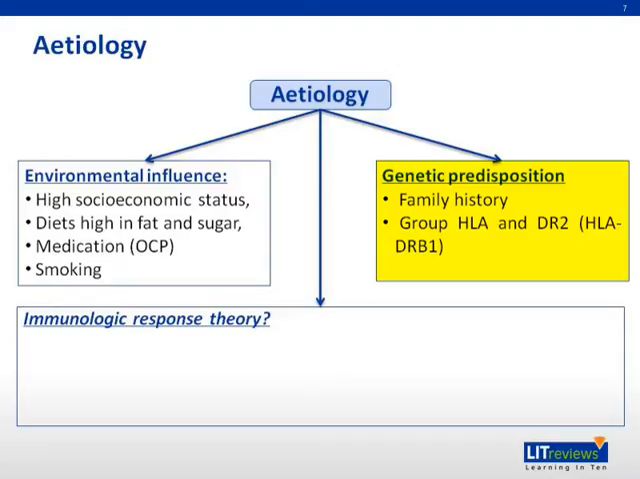Family history of inflammatory bowel disease is a significant risk factor, evident from a high concordance in monozygotic twins. However, ulcerative colitis is not inherited in a classic Mendelian pattern, again suggesting the influence of environmental factors on an individual's susceptibility. To date, we know that patients with ulcerative colitis display specific alleles in groups HLA and DR2.